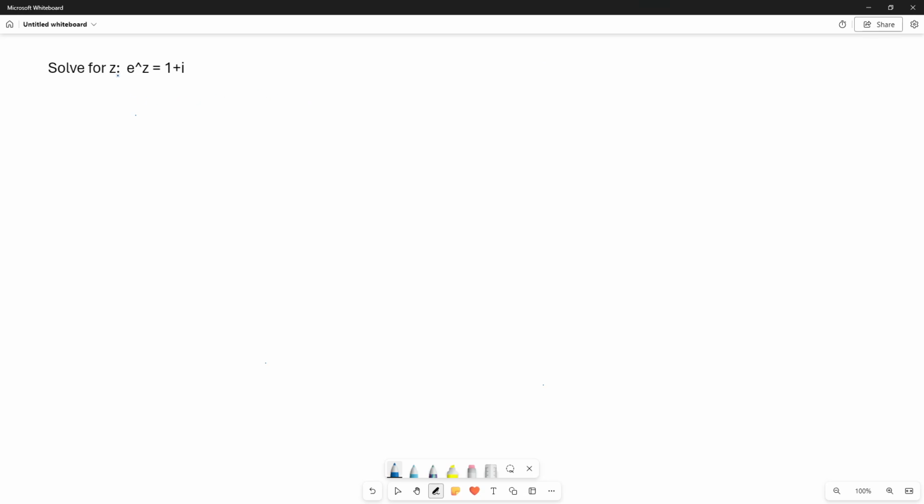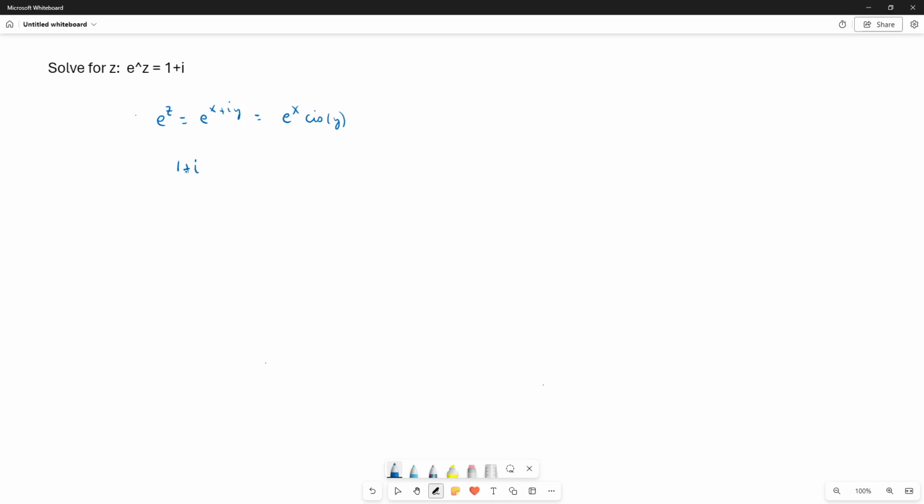We would like to solve for z. e to the z equals 1 plus i. So e to the z is e to the x plus iy, which is e to the x times cis y. So this is a polar form, and therefore the best way to approach solving this equation is to write the complex number on the right side in its polar form.